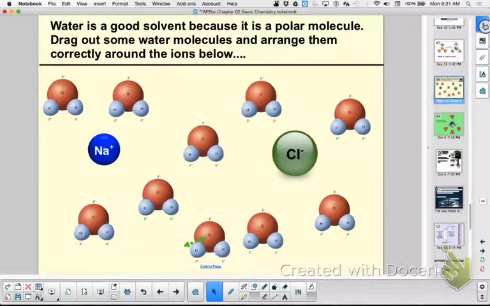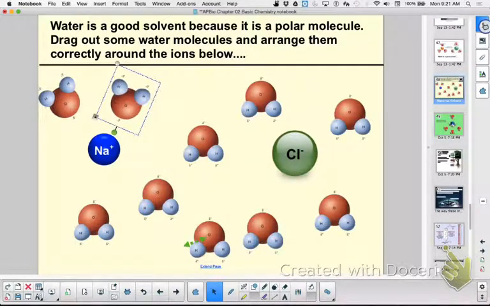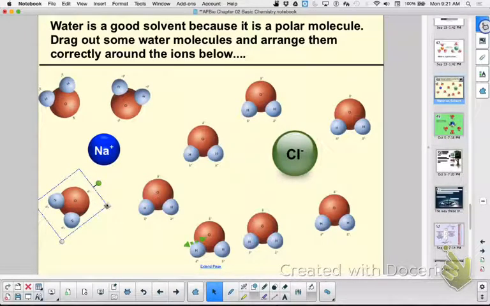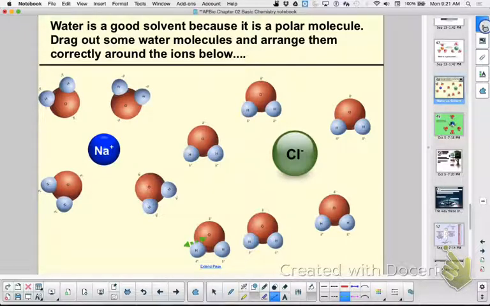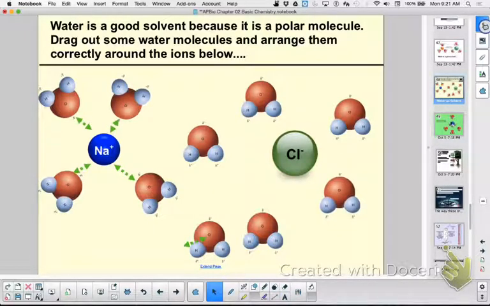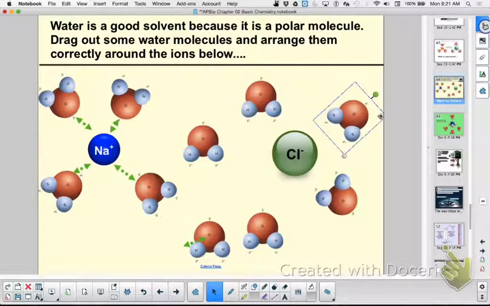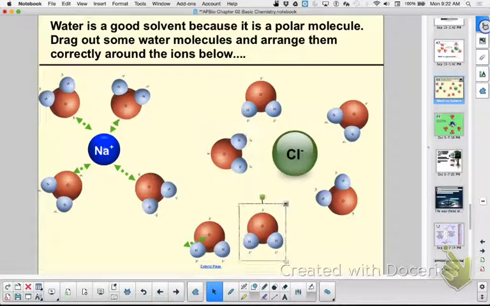Okay, so what's the charge on sodium? Positive. So which part of the water molecule is going to be attracted to it? The oxygen. Okay, so all the oxygens are going to be attracted here so that it can form those hydrogen bonds between the sodium and the oxygen. And then over here, which part is going to be attracted to it? The hydrogen.